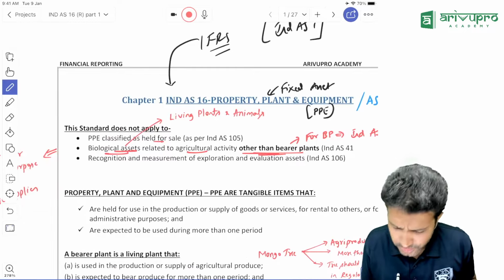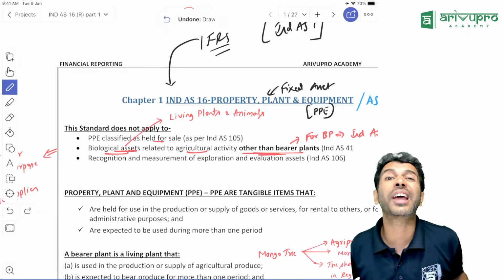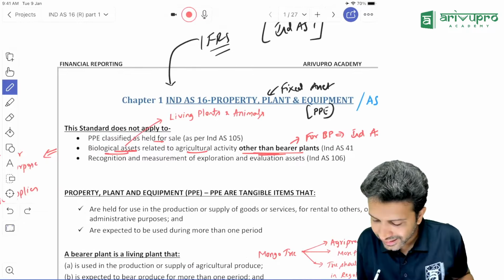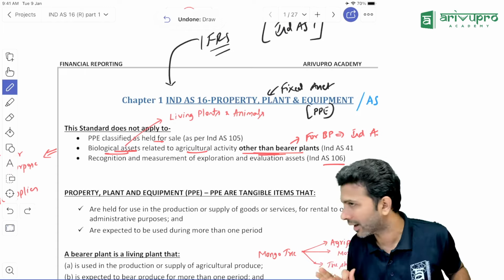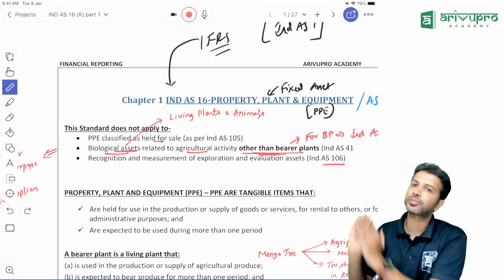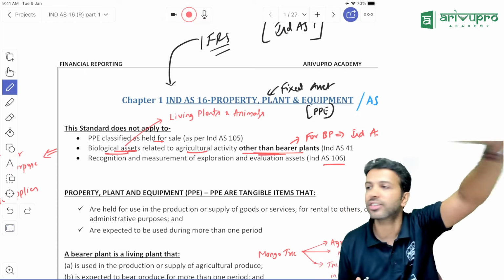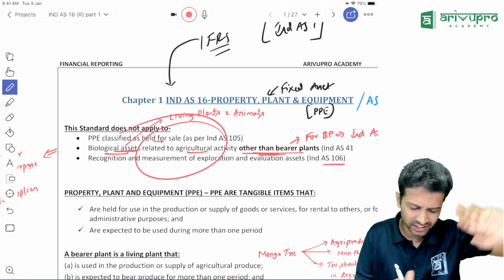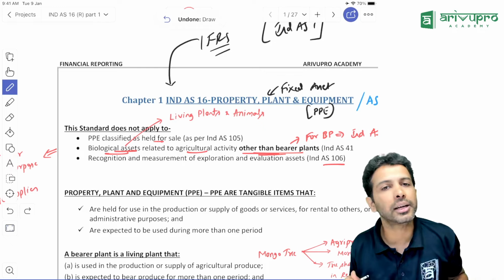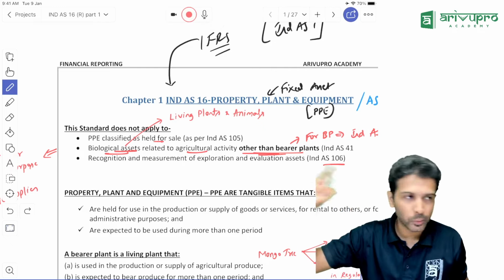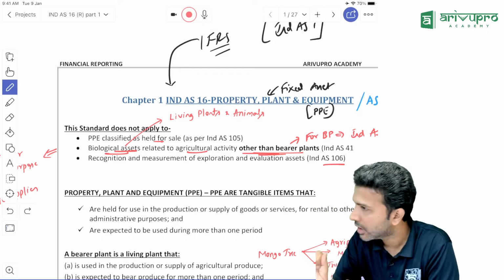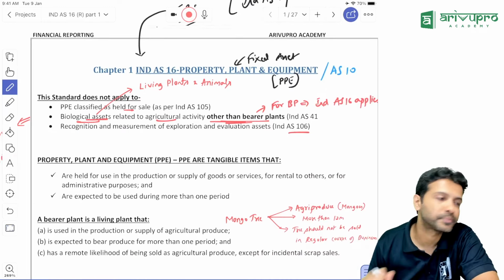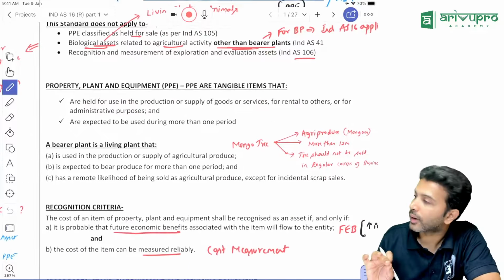The third one is if you have any coal mine, gold mine, those exploration assets, you have Ind AS 106. Right now, Ind AS 106 is not in our syllabus, so we don't have to worry. For these exploration assets also, Ind AS 16 is not applicable. These are all exceptions. At best, a 2 marker MCQ question may turn up. Not that popular, but we will try to cover everything. This is the fundamental. Move on to the next one.